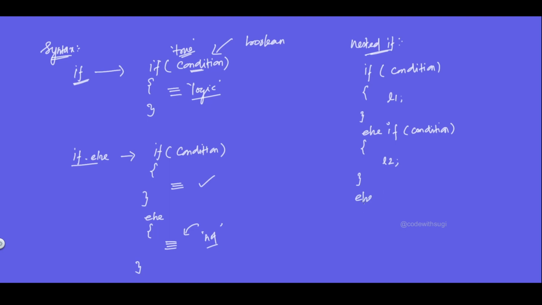If the condition is not satisfied with the first if and it's not satisfied here, then if you have another condition, it will come here and check for this condition. If it is satisfied here, then it will execute this L3. If the condition is not at all satisfied in the above three if statements, then finally it will come to this else statement. We can say this is the if else ladder, or nested if.